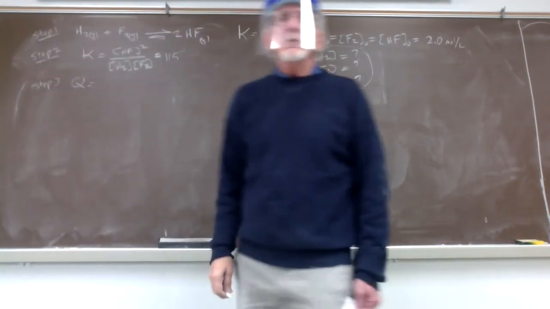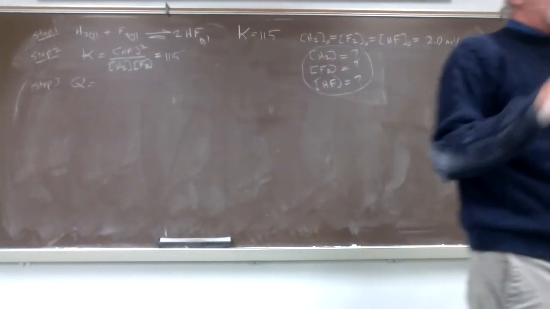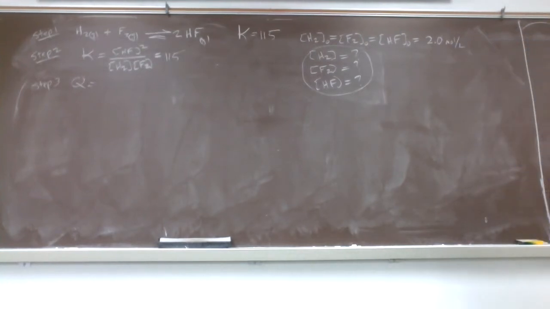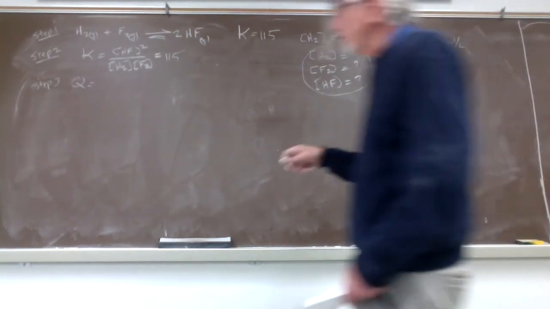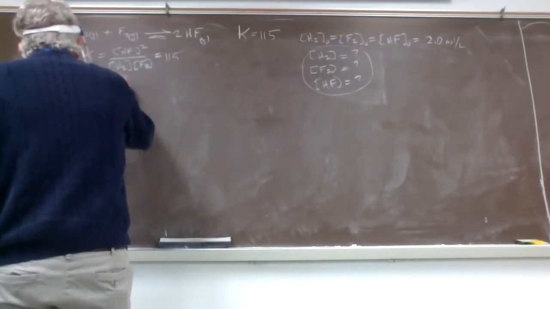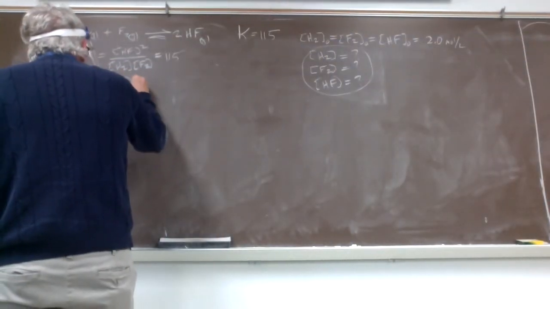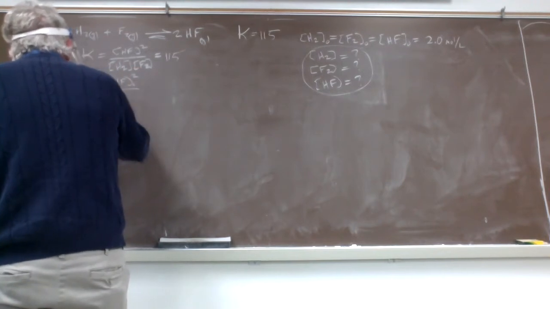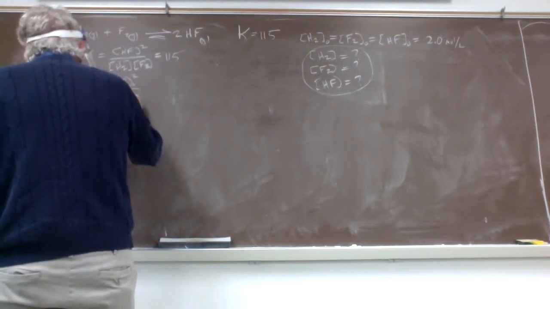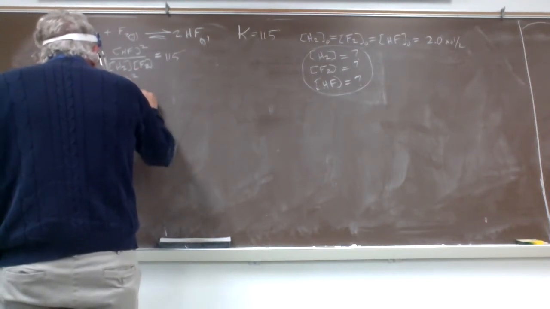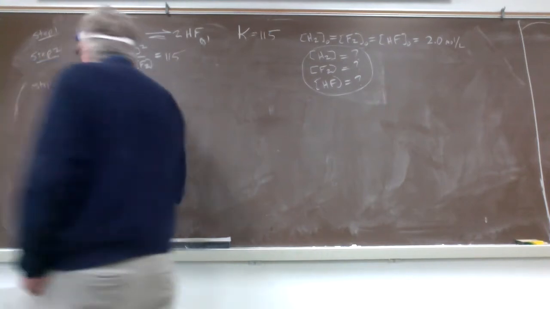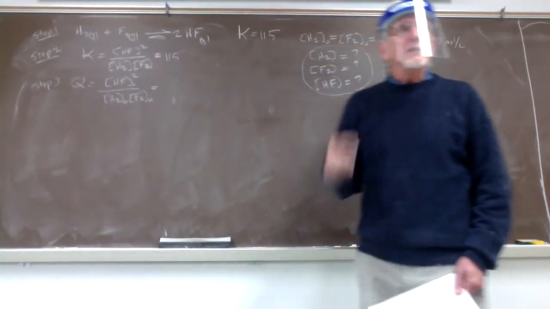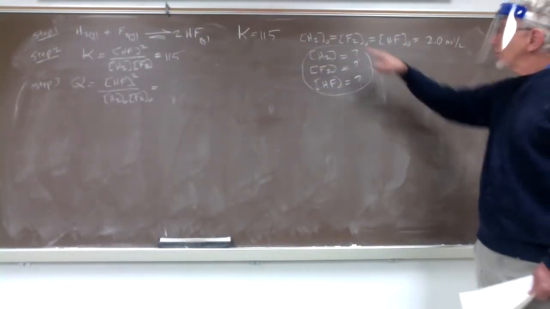Calculate Q. Calculate the reaction quotient. The purpose for doing this is so we can determine which direction the reaction will have to go to get to equilibrium. So what's Q going to be? It's going to have exactly the same form as the equilibrium constant. The only difference is we're going to plug in the initial concentrations, what we currently have.